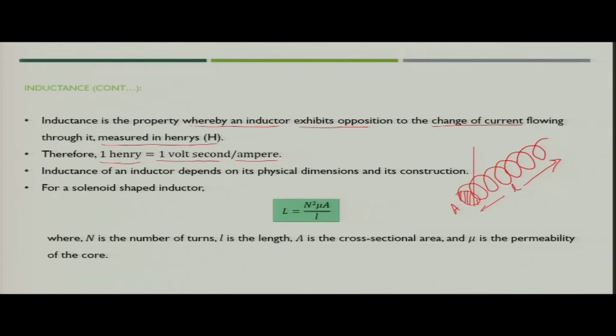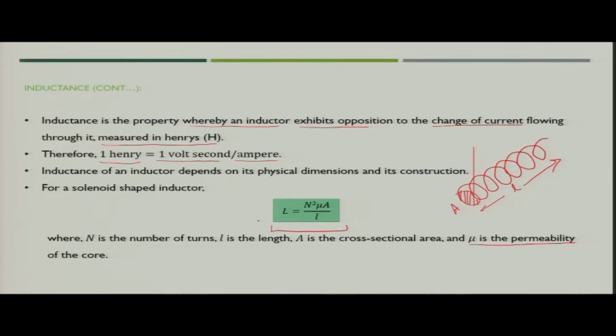So, for this type of inductor, your inductance value would be L = N squared mu A by l. N is the number of turns. So, you see we have made a number of turns over here. So, capital N is nothing but the number of turns, A is the cross sectional area, l is the length of the inductor, and mu, what is mu? Mu is the permeability of the core of the inductor. So, with this you can calculate the value of L, that is N squared mu A by l.